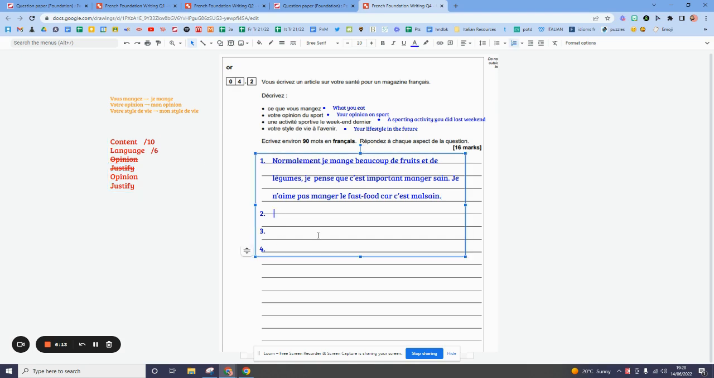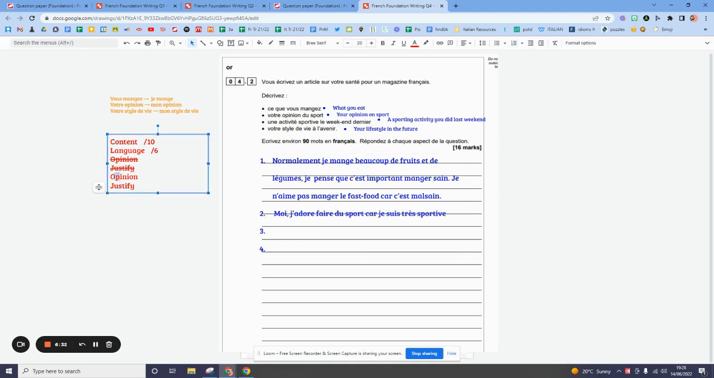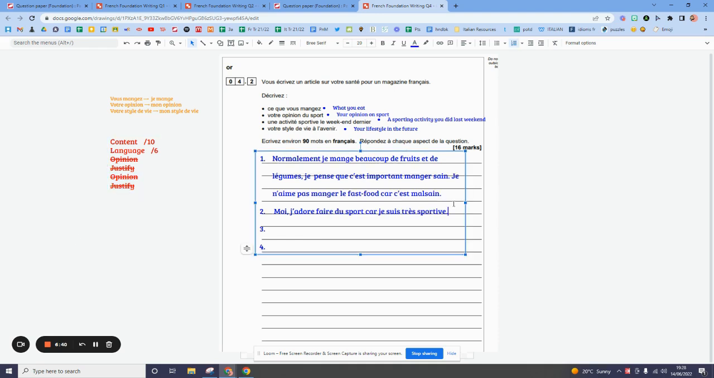Number 2, votre opinion du sport. Oh, it's asking for an opinion, so I can easily get one in here. Come back and pad her out later. Une activité sportive le week-end dernier, a sporting activity you did last weekend. Le weekend, spelling it like the question, dernier, past tense.